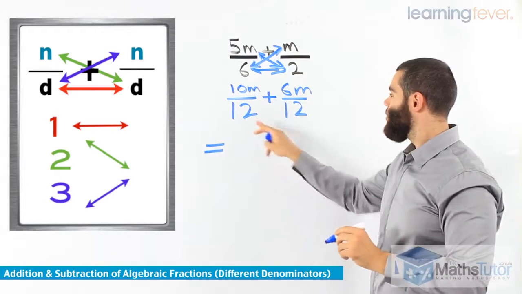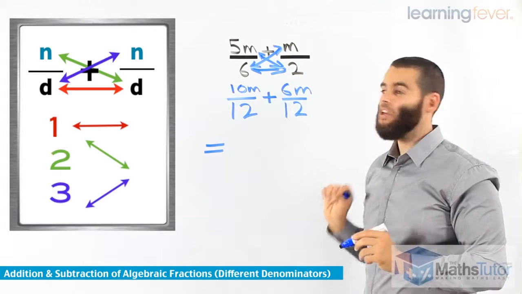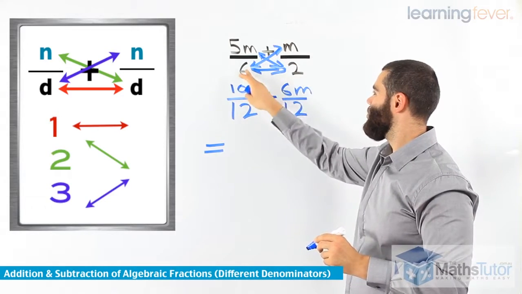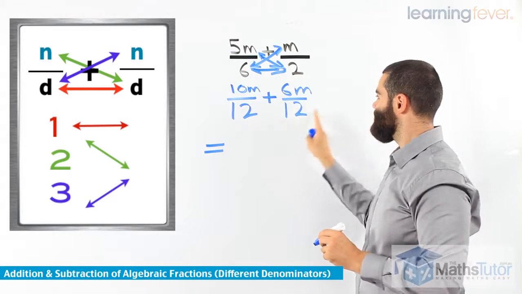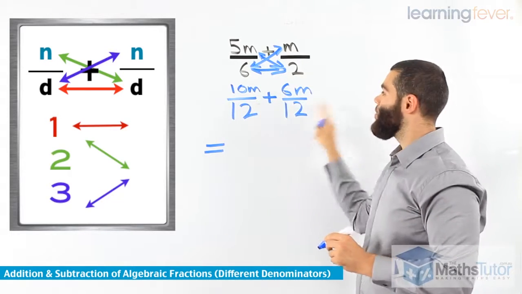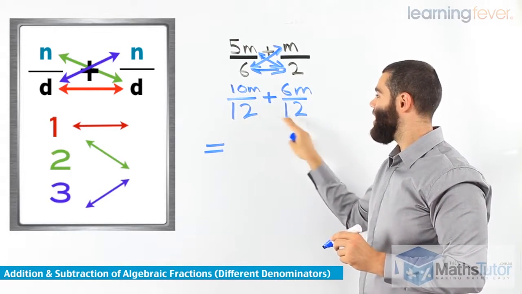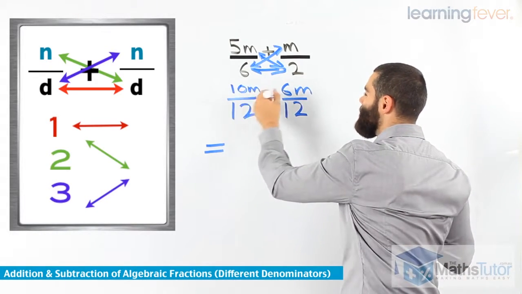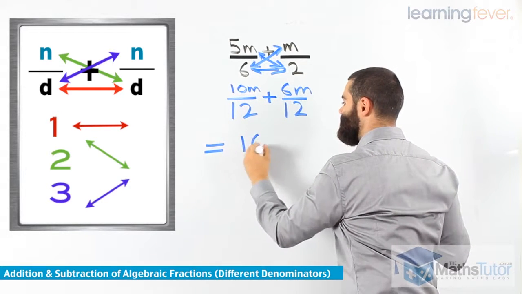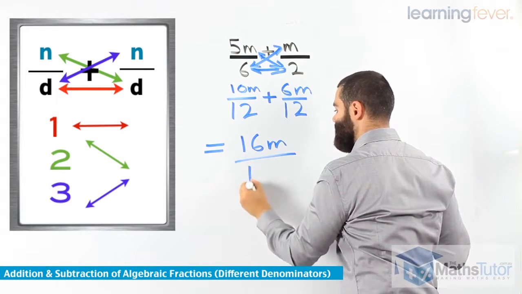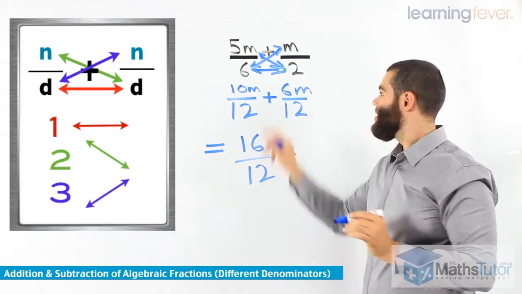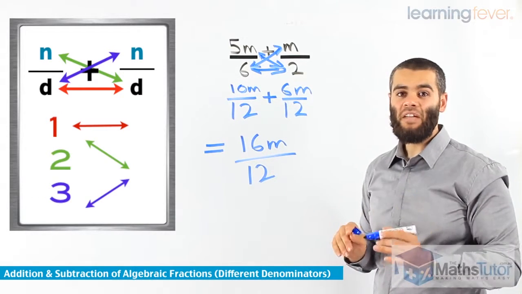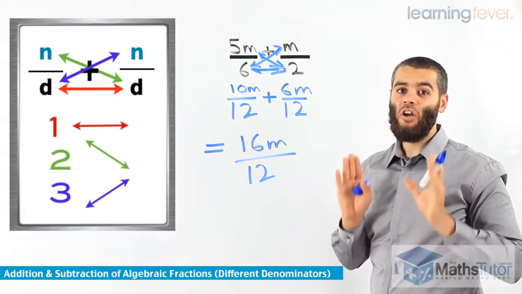Now, what do you notice? We've made the denominators the same with this process. So we multiply denominators, then numerator with denominator, then numerator with denominator, and we have our fractions there. These are algebraic fractions. The denominators are now common. We can now add the fractions. 10m plus 6m is 16m over 12. Remember, we only add the numerators. We notice, again, with algebraic fractions, we follow the same rules.